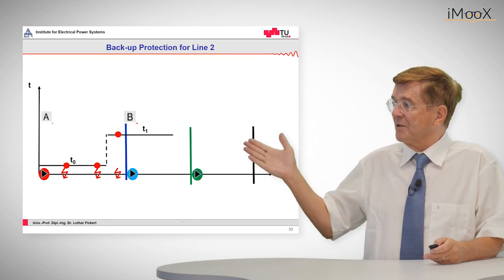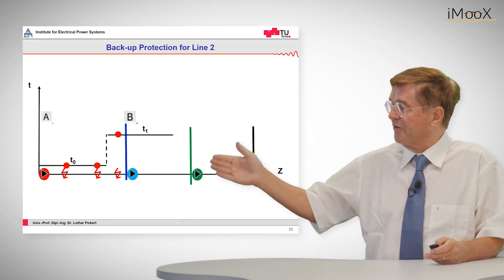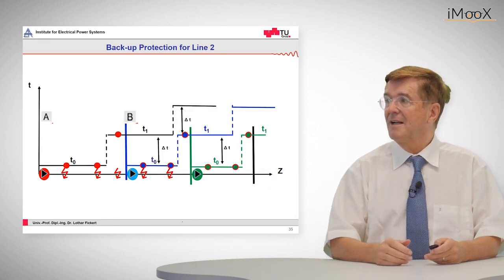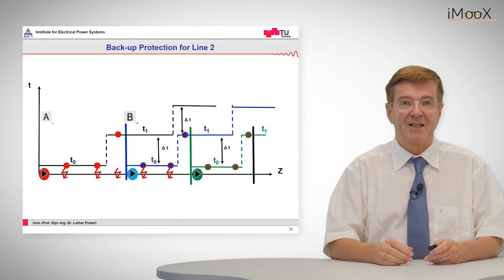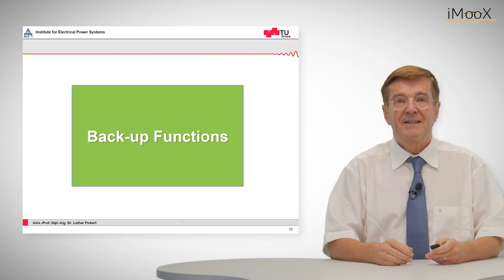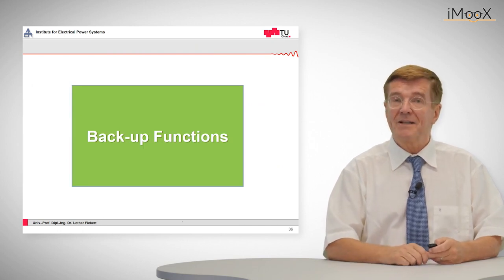So we have seen what happens for relay A for different fault positions. The same would happen for relay B and for relay C. This scheme has one more big advantage: we have integrated backup functions.